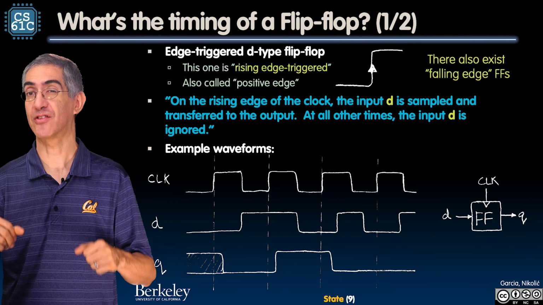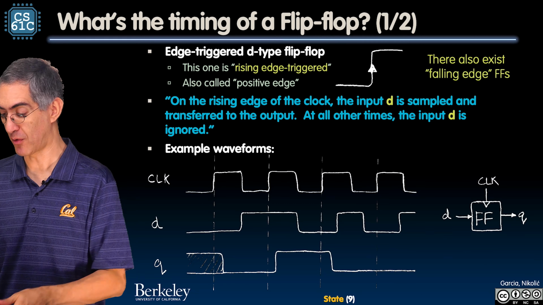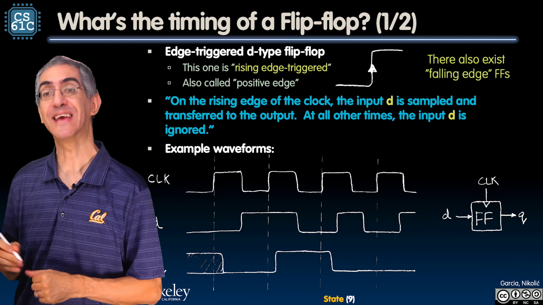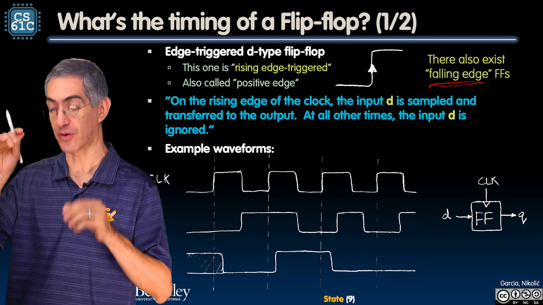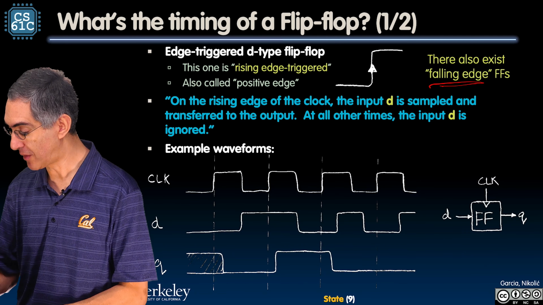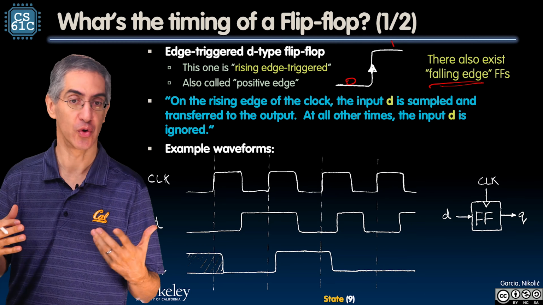What's the timing? Let's dig even deeper into a flip-flop now. This is important as we start talking about timing diagrams. This one is called rising edge triggered. There are also falling edge triggered flip-flops, but we're only going to consider rising edge triggered ones. This is also called positive edge, which means when the clock goes from 0 to 1, that's when it's going to trigger. It means load.